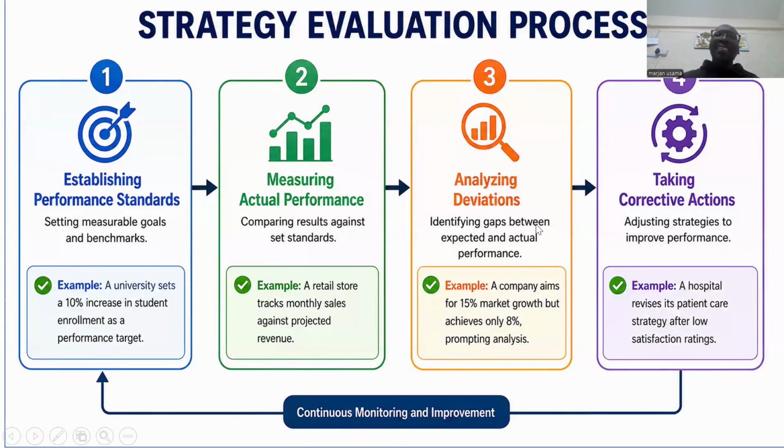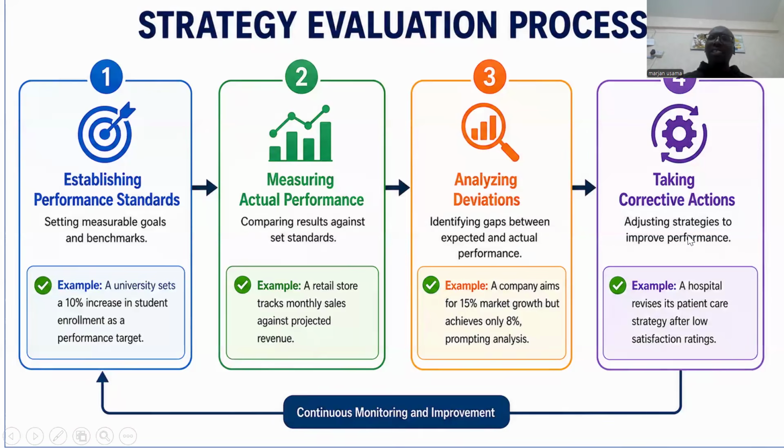Then analyzing deviation. Now, there is a gap. For example, we were planning for 10% and now we have 8%. There is a deviation of 2%. We ask ourselves, why? What happened? Why are we having this 2%? Why did we not achieve 10%? Then once we ask ourselves that question, taking corrective actions.